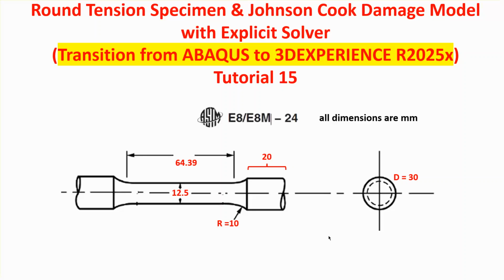In tutorial 14, I more or less did the same type of problem, except that it was not a round sample, it was a planar sample, and the damage model that was used was ductile damage. In this tutorial, I will be using a round sample and the Johnson-Cook damage model. And the calculation is going to be done with the explicit solver.